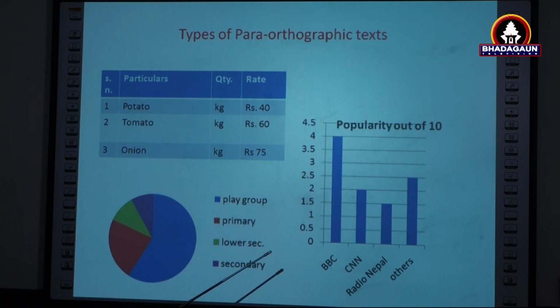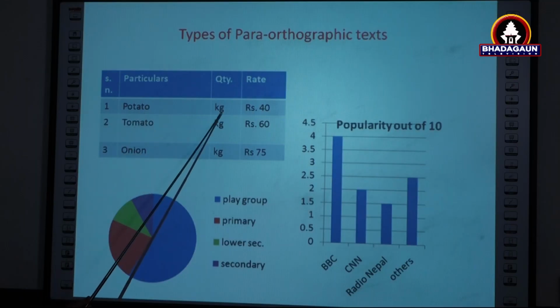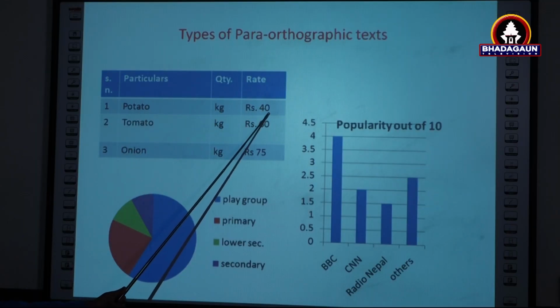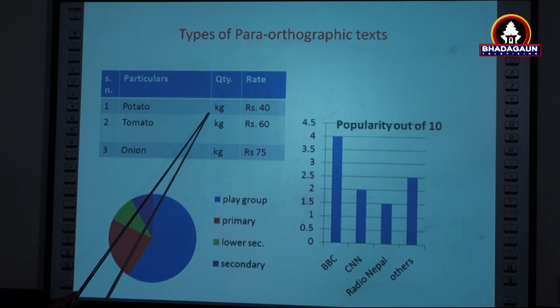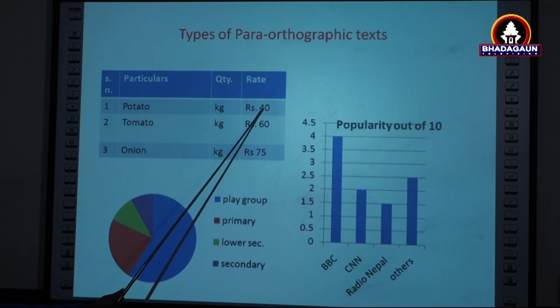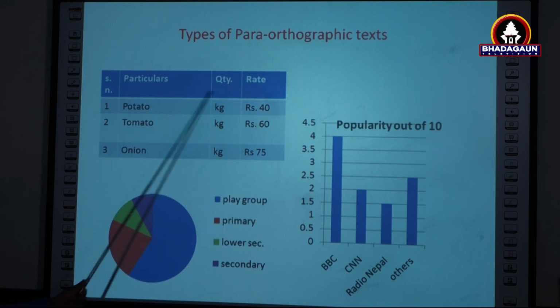In our exam, any one of those para-orthographic texts will be given in the question paper, and you have to change this information into paragraph form. For example, if you see potato of 1 kg costs 40 rupees, you have to write according to the table: 1 kg of potato costs 40 rupees. What you see in this picture you have to write. This is our main duty.